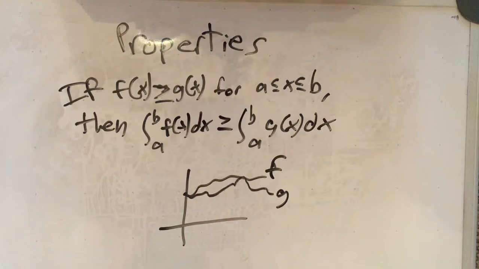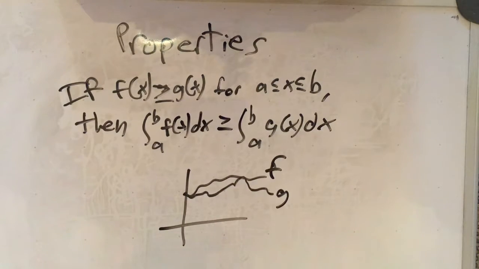So if f of x is greater than or equal to g of x for when a is less than or equal to x and x is less than or equal to b, or basically from a to b, then the integral from a to b of f of x dx is greater than or equal to the integral from a to b of g of x dx.